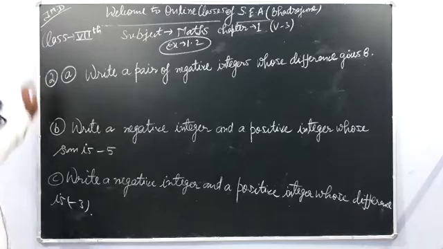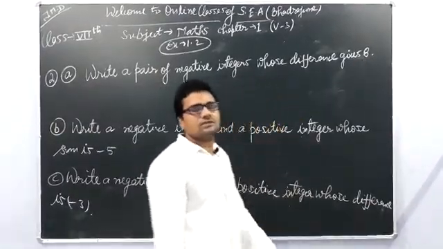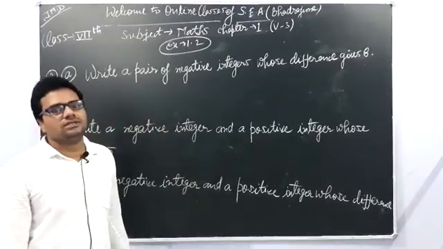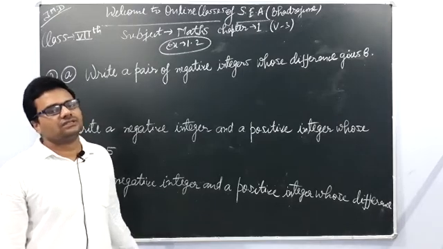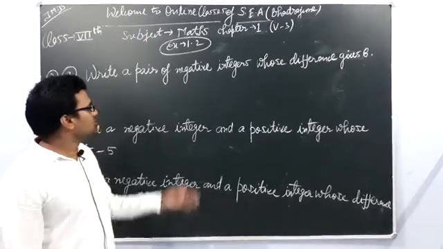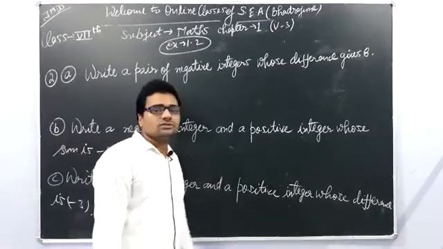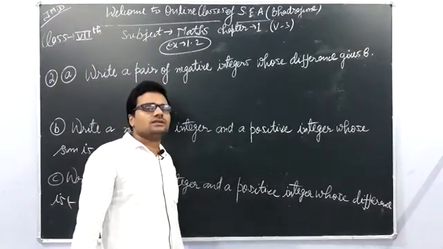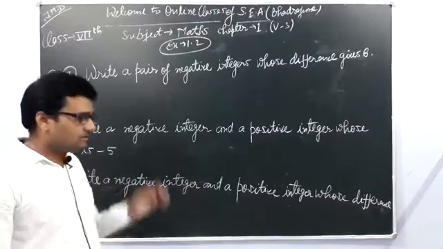Because our difference is positive, our second integer should be greater than the first integer. Both should be negative because here we are given a pair of negative integers. So both integers will be negative, but the second one will be greater than the first one.